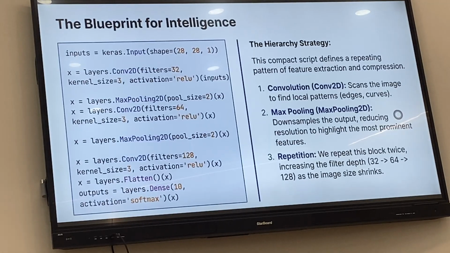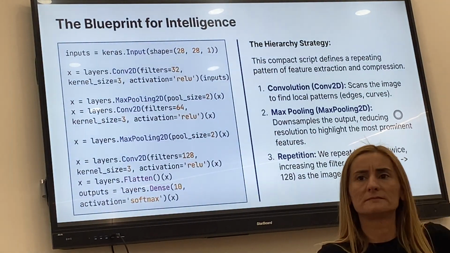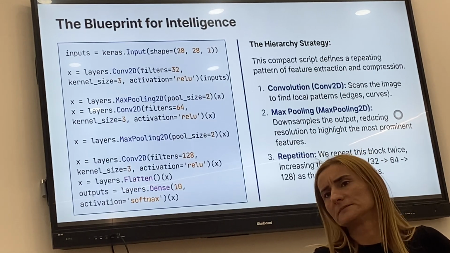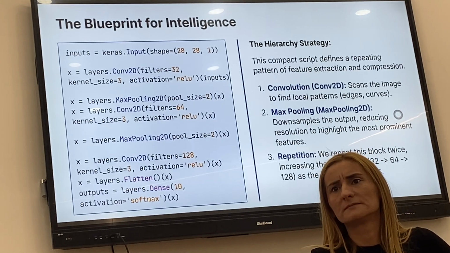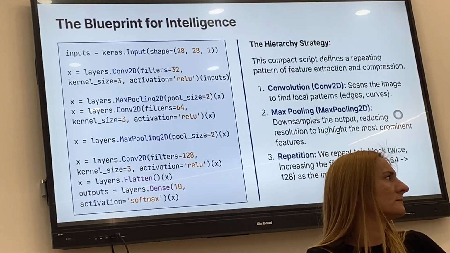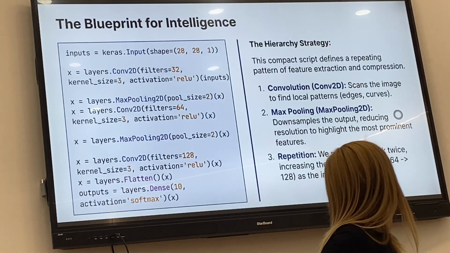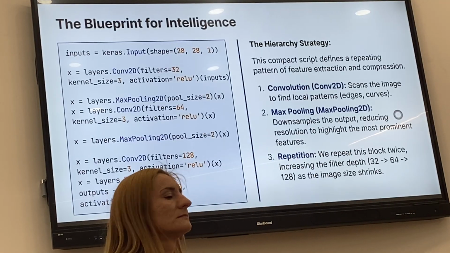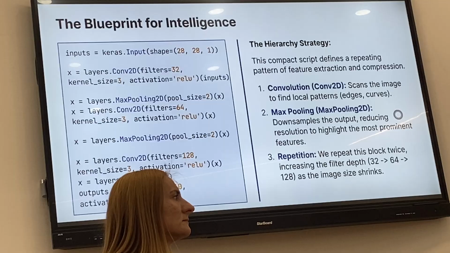Okay, so in plain mathematical terms, what does a filter mean? It's a matrix of size 3 by 3, with random weights. So this is the architecture that we define. We haven't even compiled it, we haven't trained it.